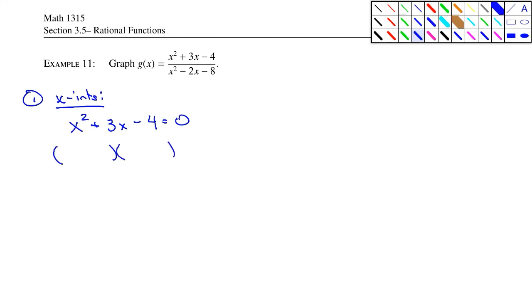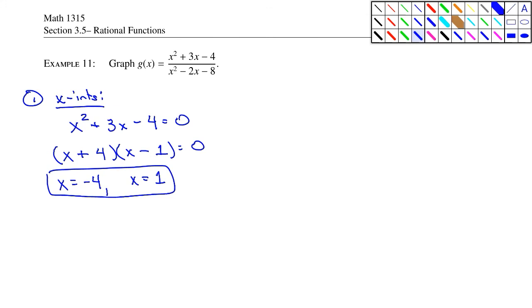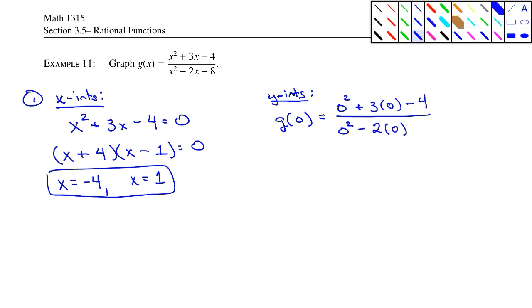This factors as x and x, 4 and 1, with a positive 4 and a negative 1. So x is equal to -4 and x is equal to 1. Then we need to find the y-intercepts. This is when x is equal to 0, so essentially we want g of 0. So that would be 0 squared plus 3 times 0 minus 4 over 0 squared minus 2 times 0 minus 8, which is 1/2.